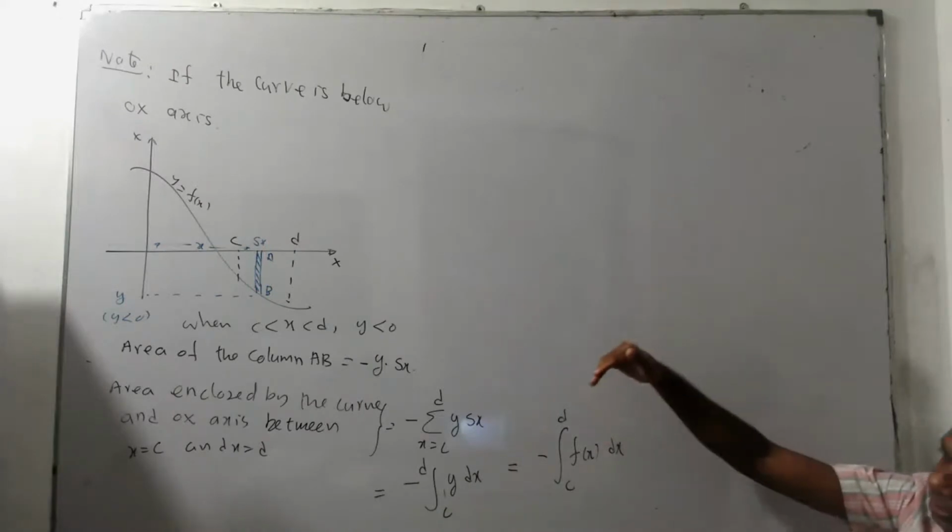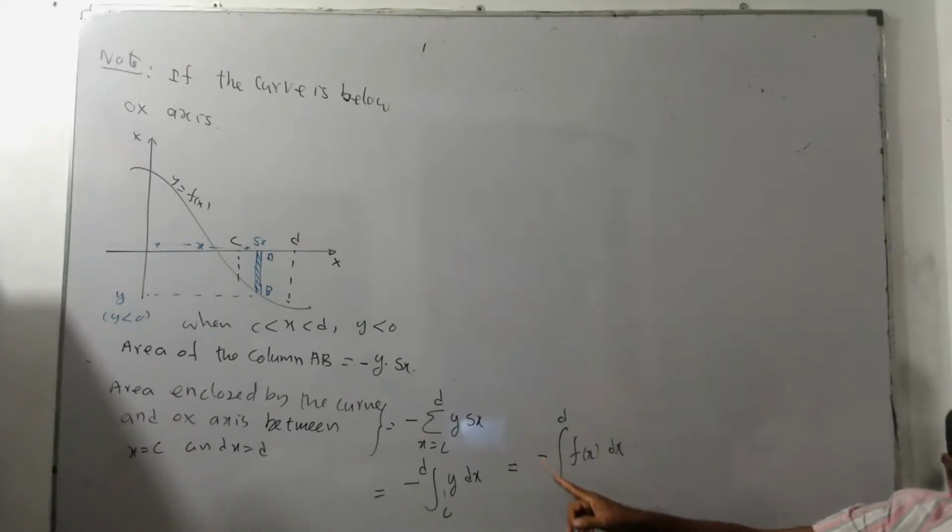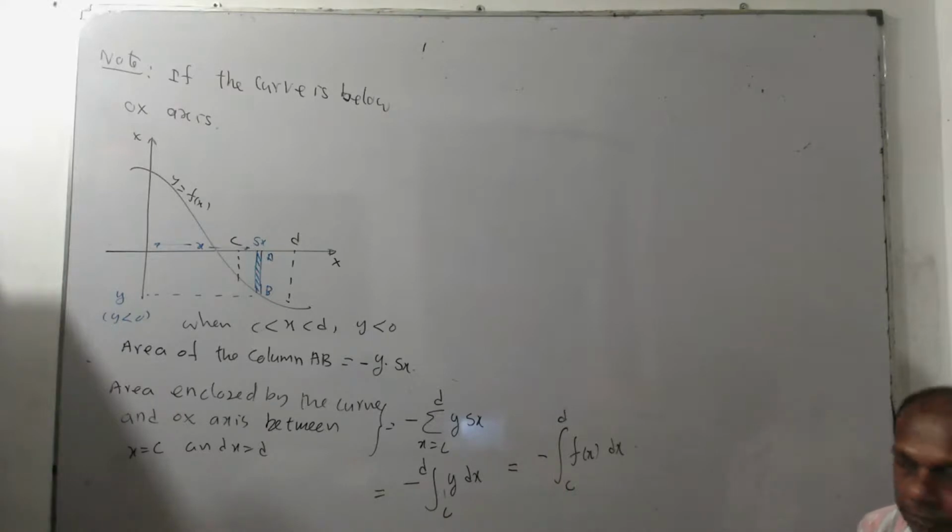If the curve is below the x-axis, the area is given by minus of the definite integral.